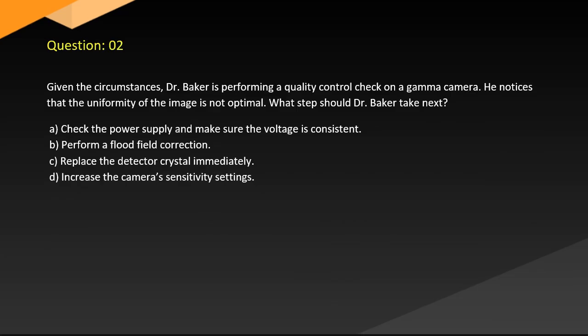Question 2. Given the circumstances, Dr. Baker is performing a quality control check on a gamma camera. He notices that the uniformity of the image is not optimal. What steps should Dr. Baker take next?